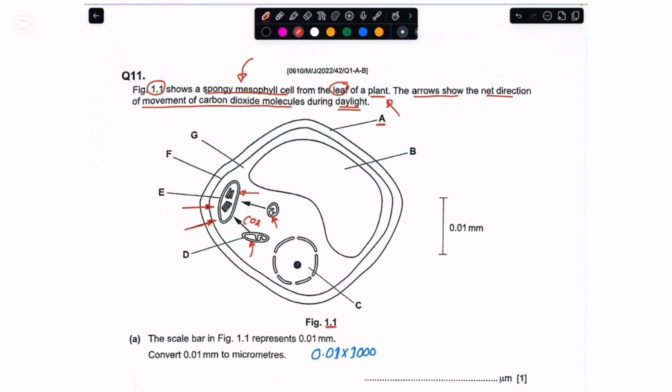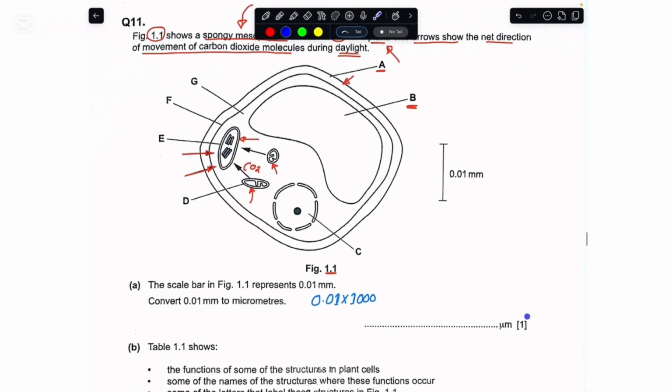The A that we have over here is the cell wall. The B that we have here is the large vacuole. The letter G is indicating the cytoplasm. The F letter that we have over here is indicating the cell membrane. The E over here is the chloroplast. The D that we have here is the mitochondria. And the C that we have over here is the nucleus.